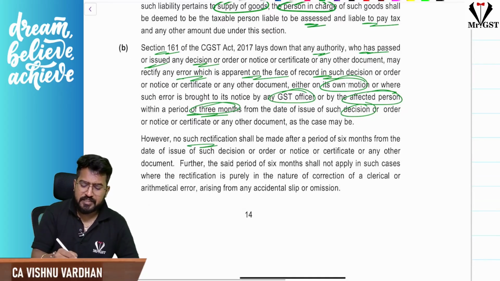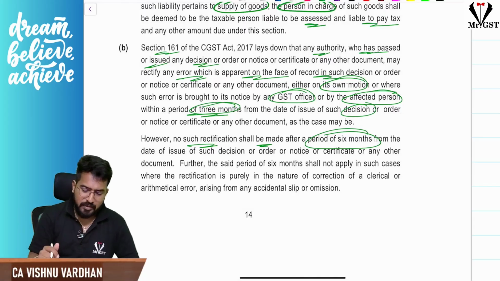But no rectification shall be made after 6 months. That means within 3 months they will apply. That can be condoned by 3 months also. But after 6 months, no rectification will be allowed.